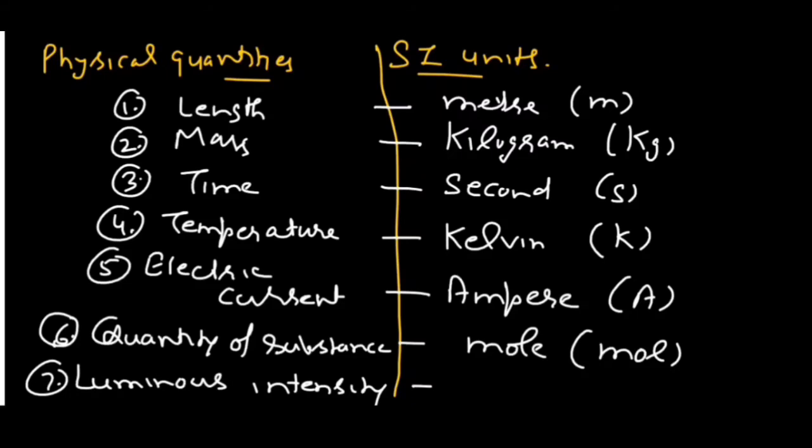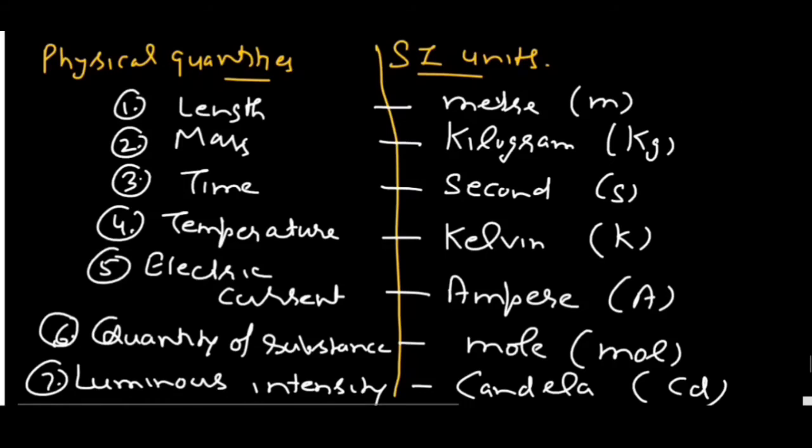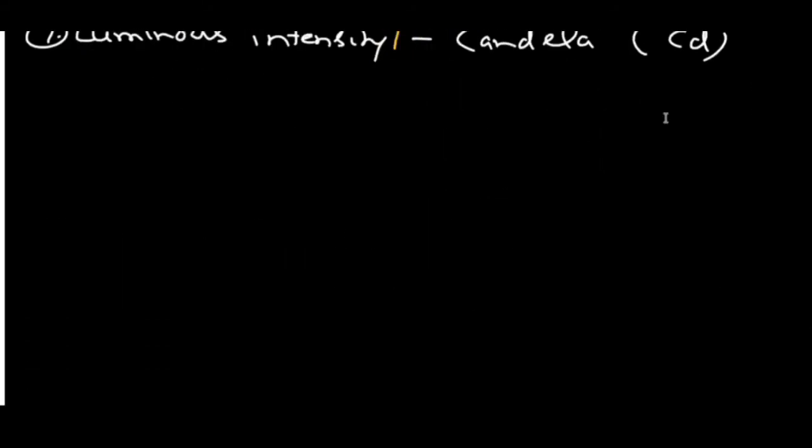Luminous intensity है क्या हमारे पास? प्रकाश की तीव्रता, और हम जानते हैं इसको रिलेट करते हैं लाइट से, and candle produces light, so the unit of luminous intensity is candela, and the symbol is cd. So these are 7 fundamental units, or these are the SI units.